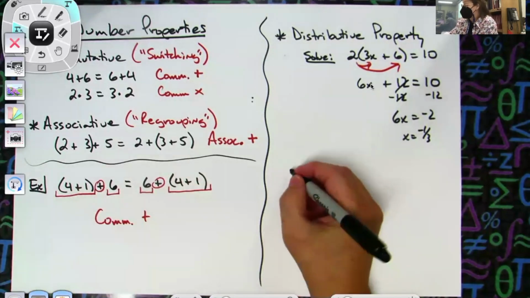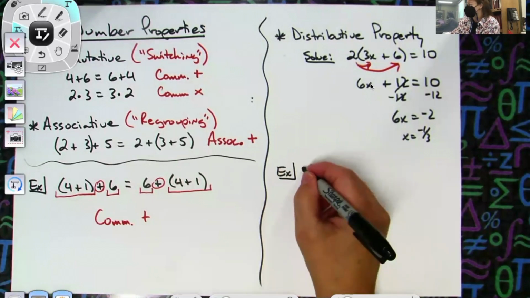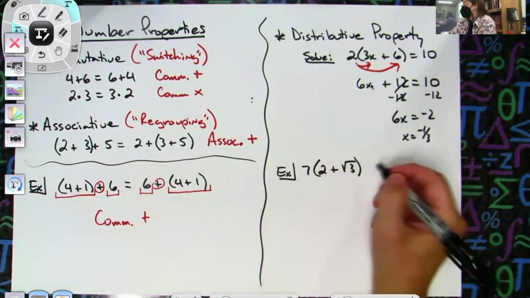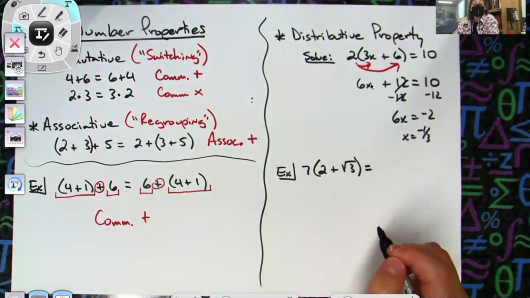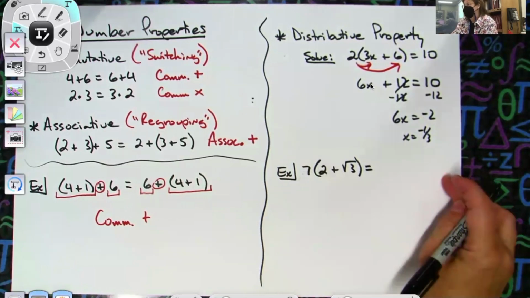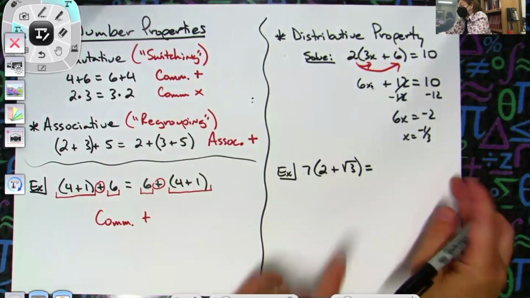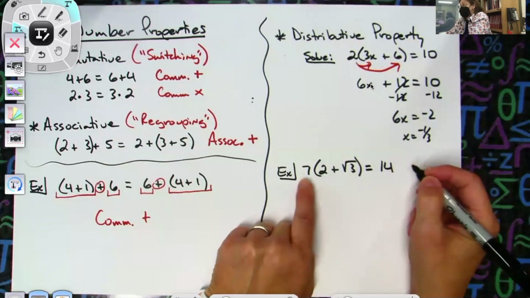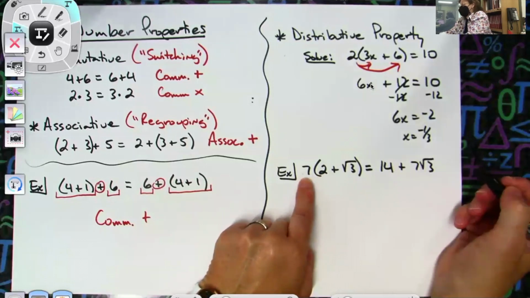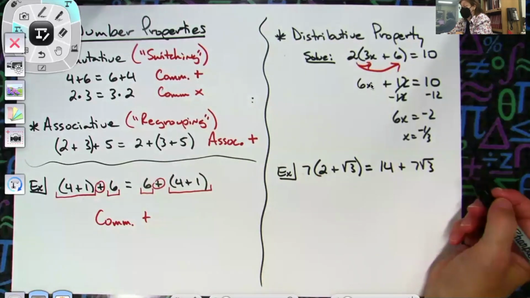So what you're going to see is maybe something like 7 parentheses 2 plus square root of 3, and then equals. Now they're going to do the distributive property. They're going to distribute that 7. On the right-hand side, you might see the multiplication already multiplied out. So in other words, I might see a 14, because 2 times 7 is 14, plus 7 square root of 3, because that would be me doing the action. And then we know, yes, that's the distributive property.